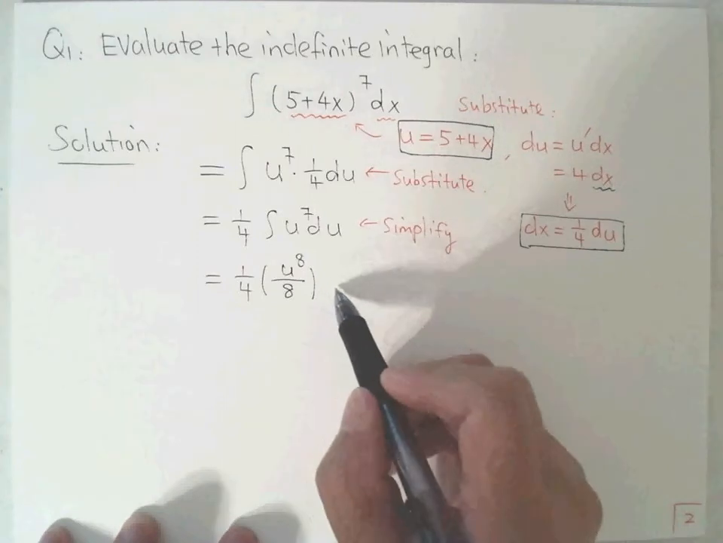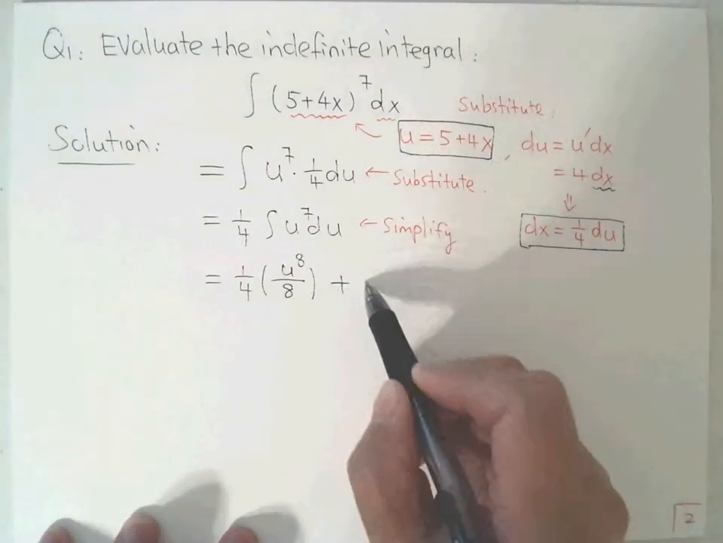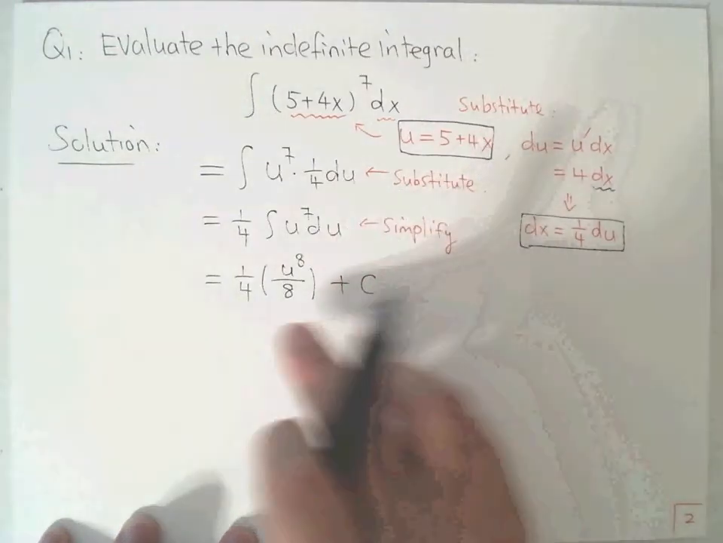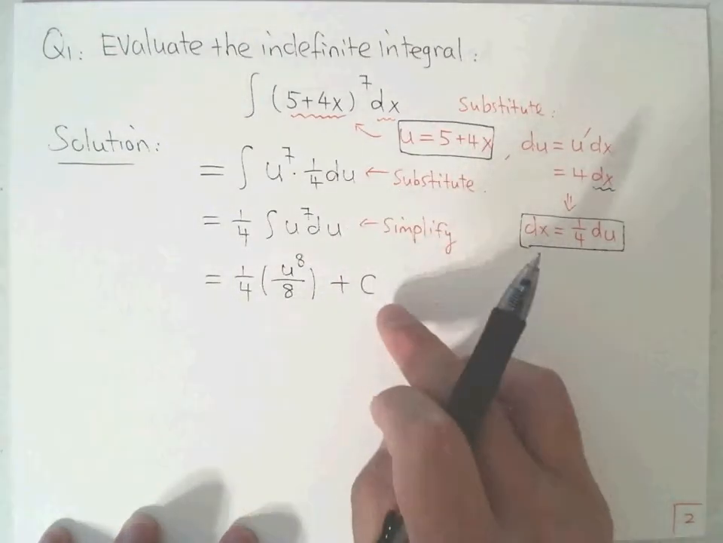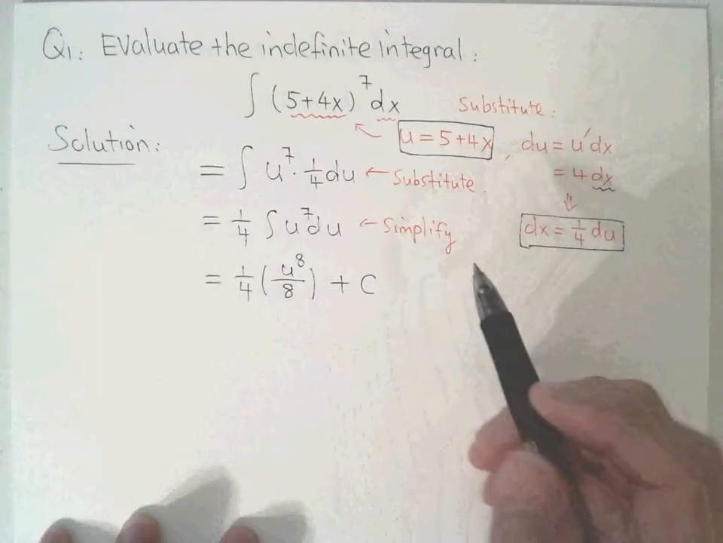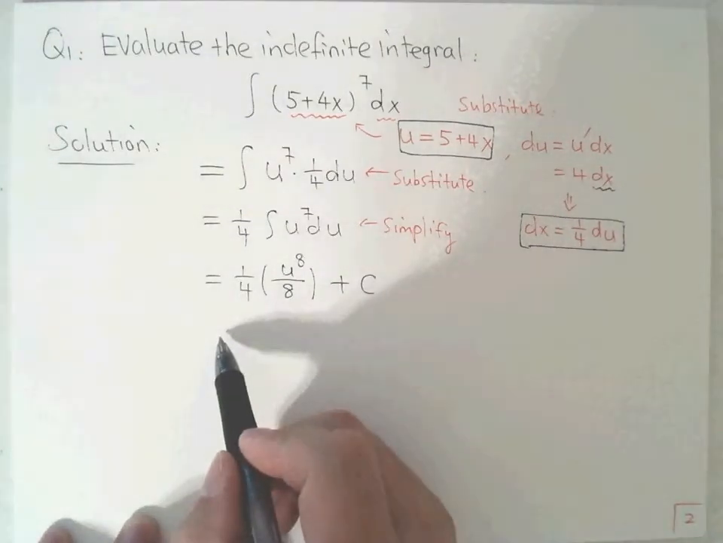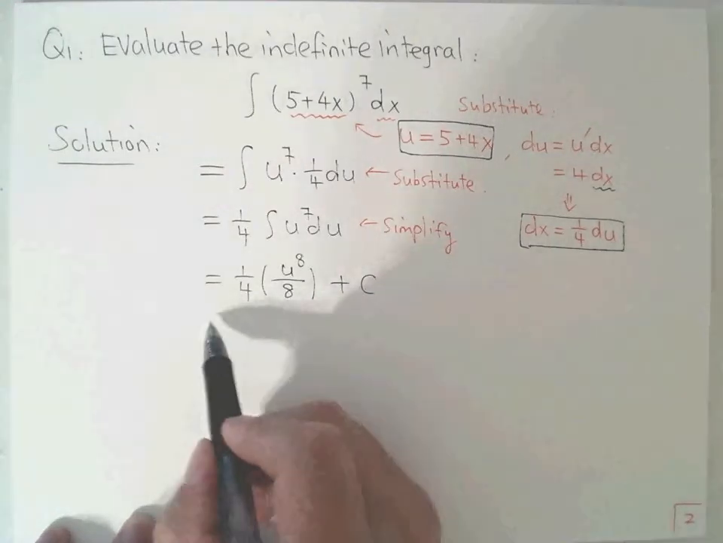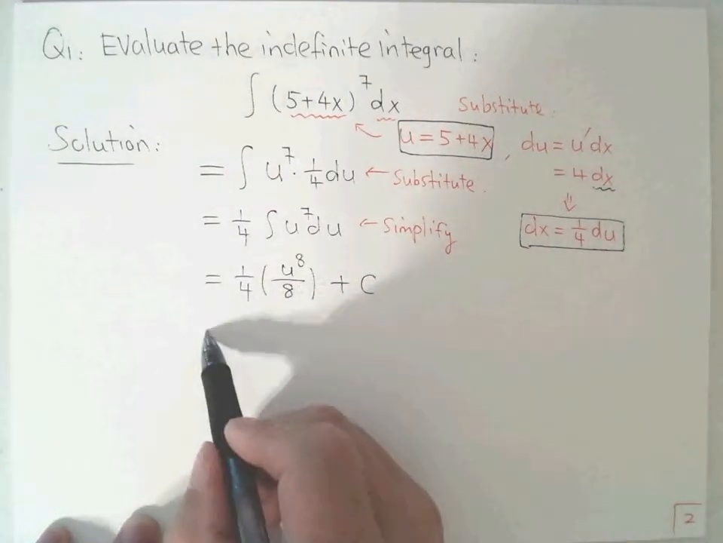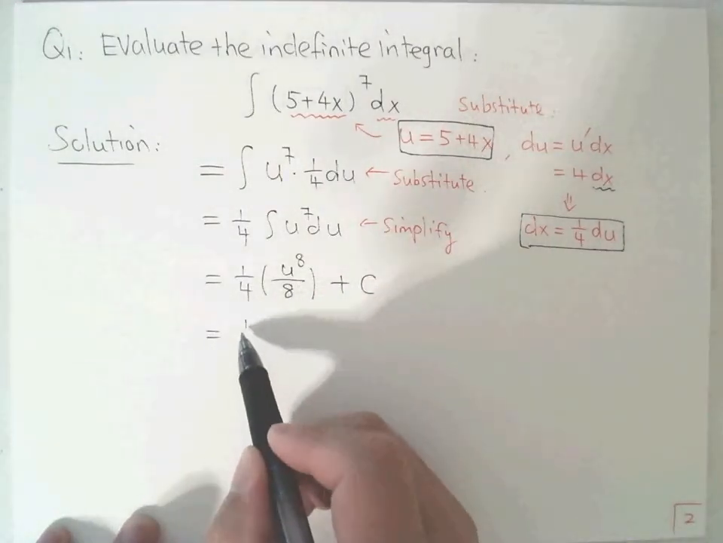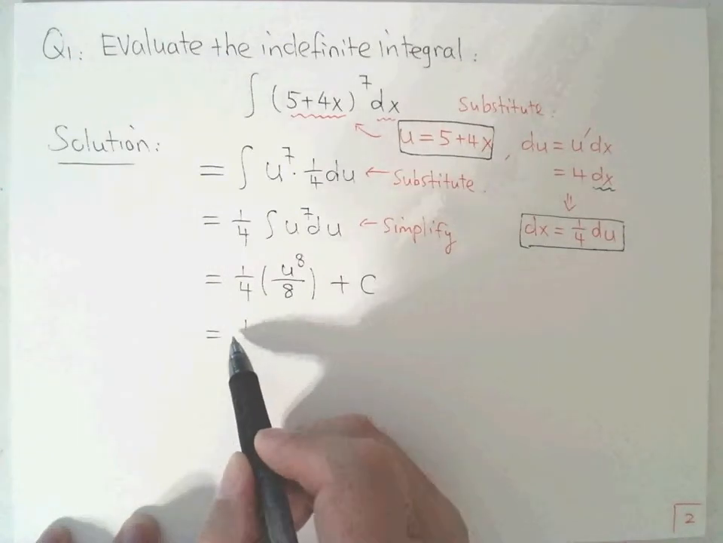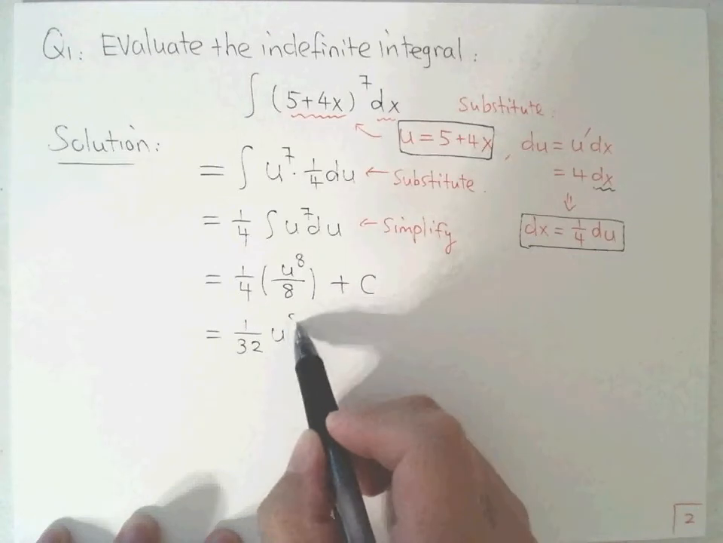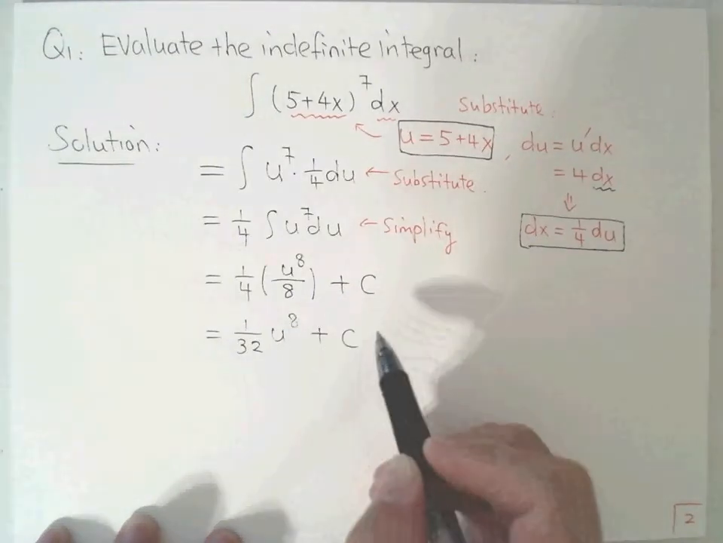So one more thing, don't miss it, we have to add what? A constant number. This means one antiderivative plus c is all the antiderivatives. Okay, and then can we stop here? Of course we do not stop here. 4 times 8 we can simplify, right? So we say this is 1 over 32 times u raised to the 8th power plus c.